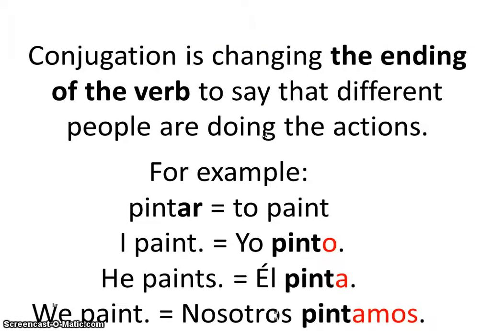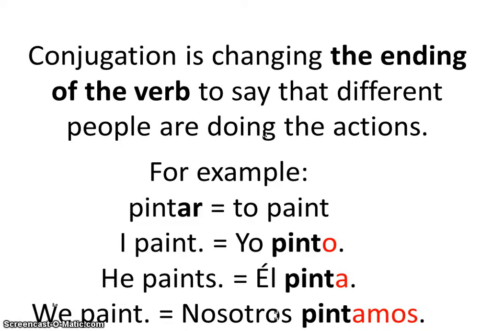Conjugation is changing the ending of the verb to say that different people are doing the actions. For example, pintar. Pintar means to paint. But what if I would like to say I paint? Then I take the word yo, which means I, take the verb pintar, to paint, take off that AR ending and put a new ending on that goes with yo, which is the letter O. Yo pinto, I paint.